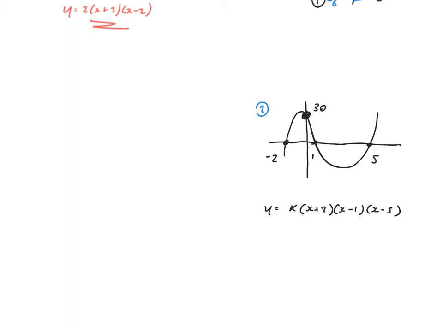I've got this point up here, which is the point (0, 30). So when x equals 0, y equals 30, and I can put that in.